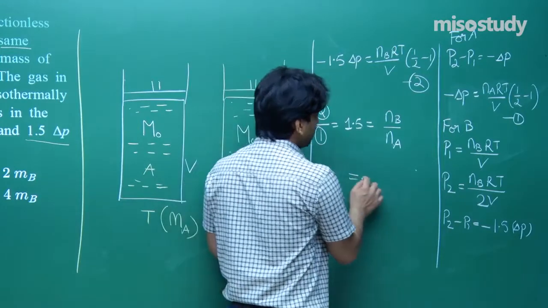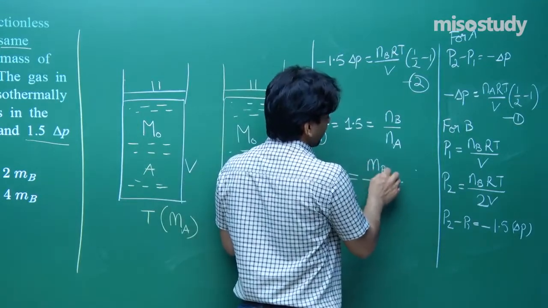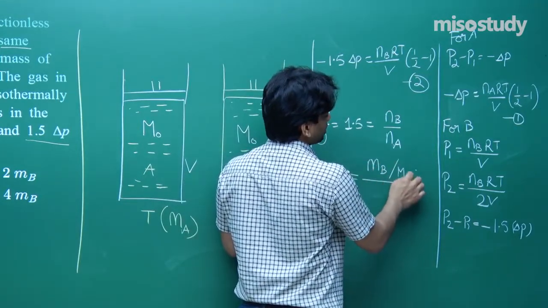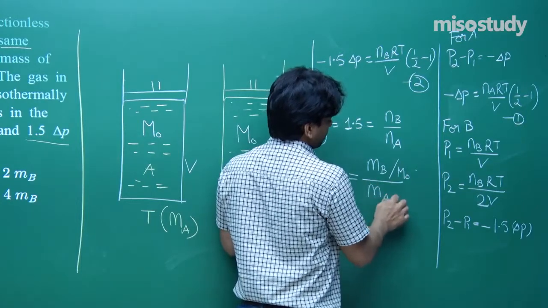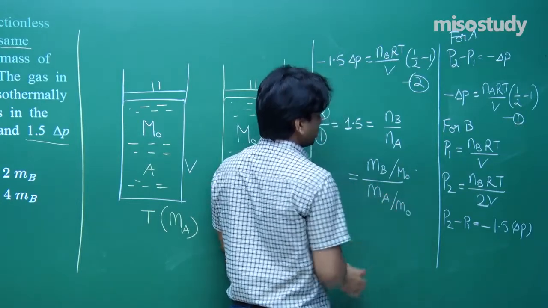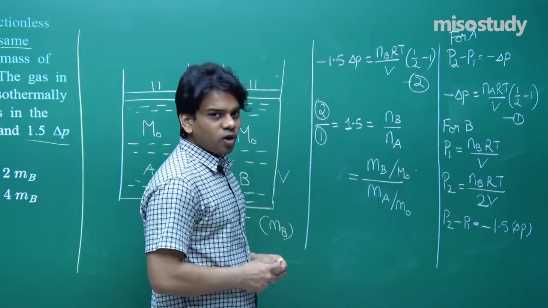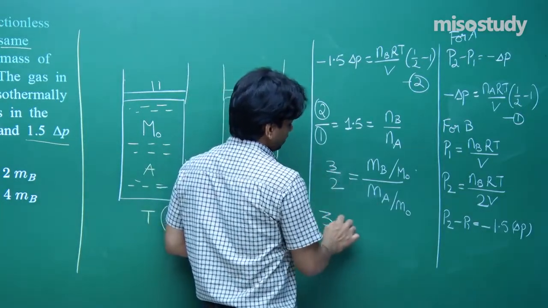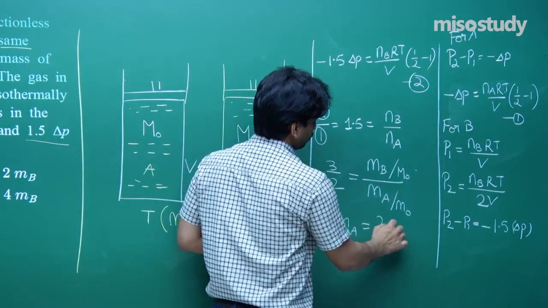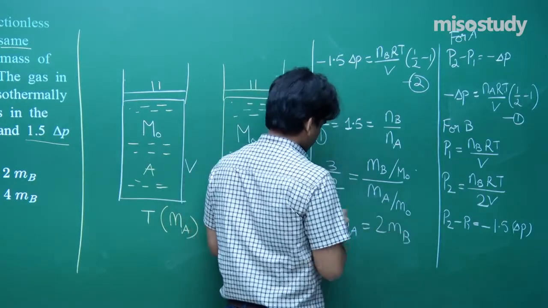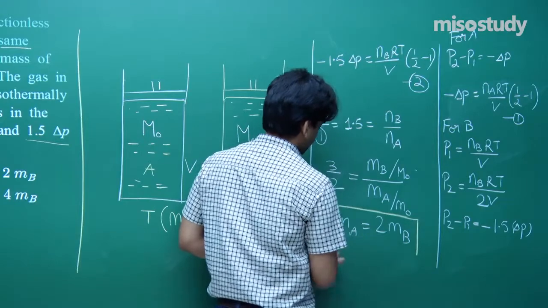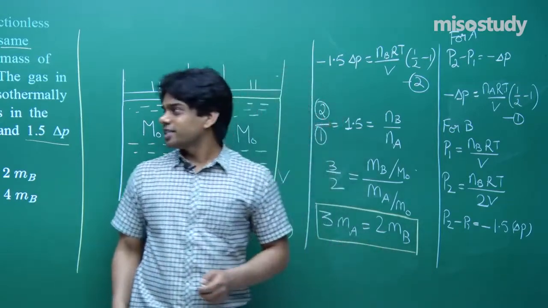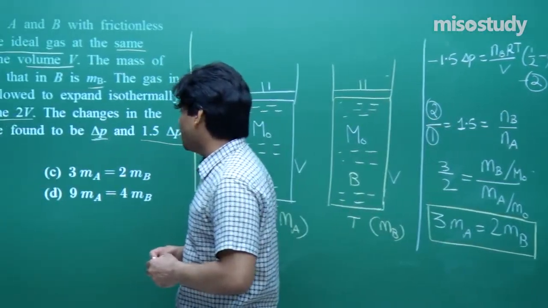So number of moles in B will be what? MB divided by molecular mass, that is M naught. This is MA divided by molecular mass M naught. So 1.5 is what? We can write that as 3 by 2. Here we get 3 MA is equal to 2 MB. This is what we are getting, 3 MA equals to 2 MB.